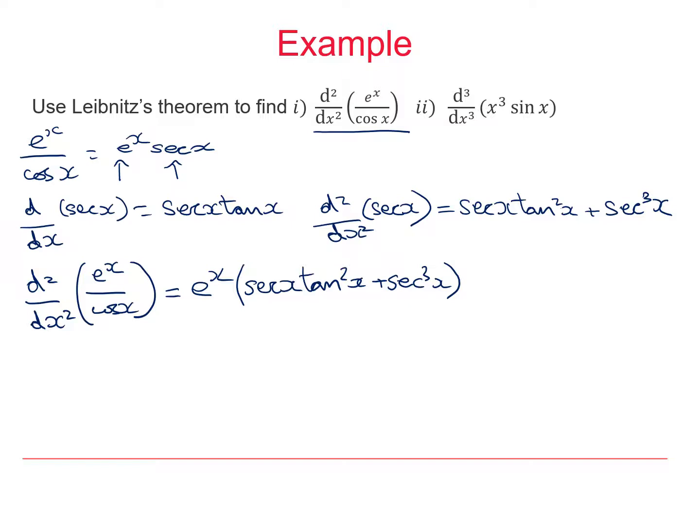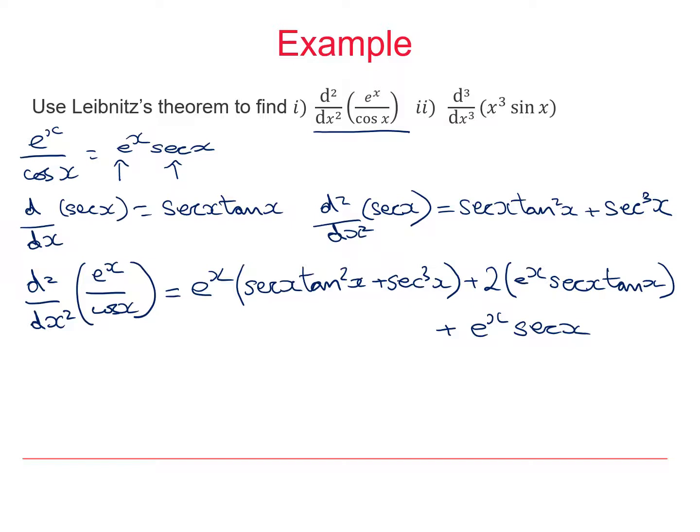Then we need to have two lots of the products of the first derivatives. Well, the first derivative of e to the x is e to the x, and the first derivative of 1 over cos x is sec x tan x. And the second derivative of e to the x is e to the x, and sec x is sec x.